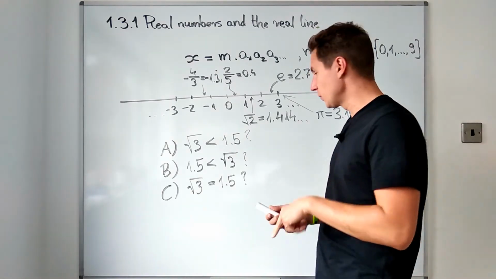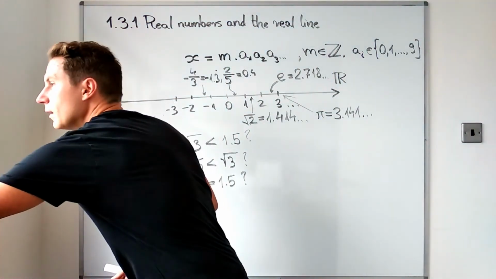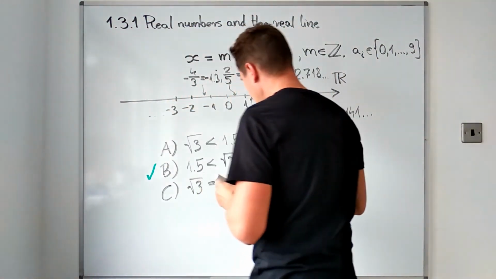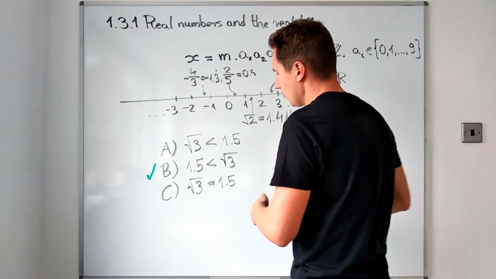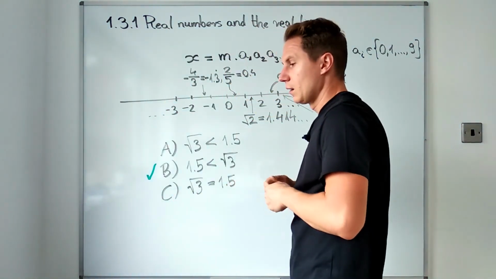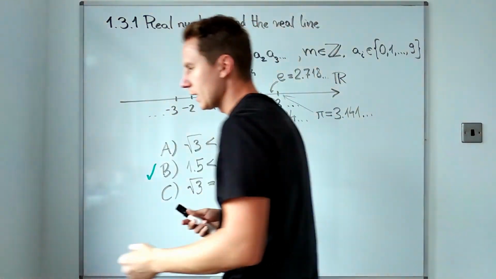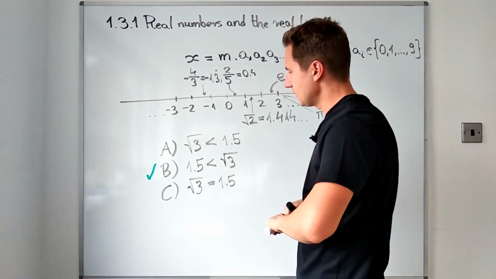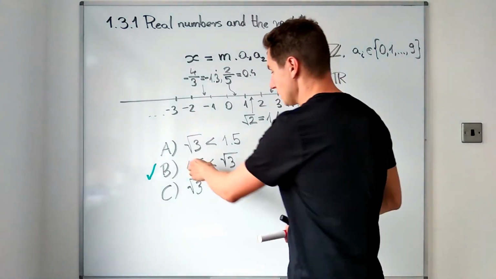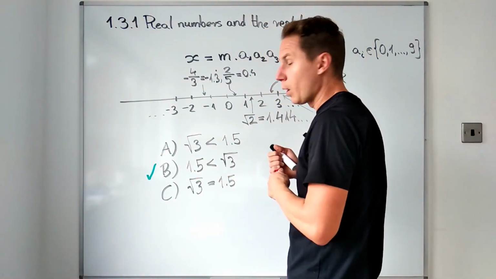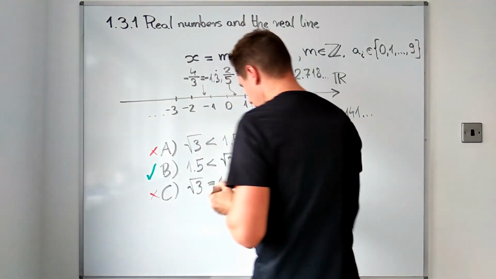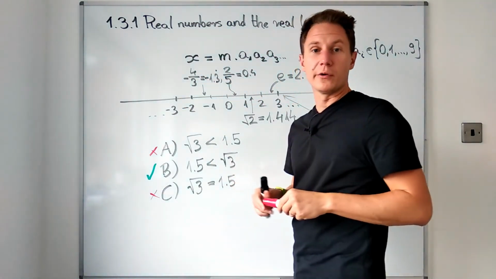Okay, so I hope you paused the video and found that it's option B, which is true, because you don't have to know the decimal expansion of the square root of 3. You can just basically square both sides and see that 3 is greater than 2.25, which is 1.5 squared. So options A and C are false, and option B is the correct one.